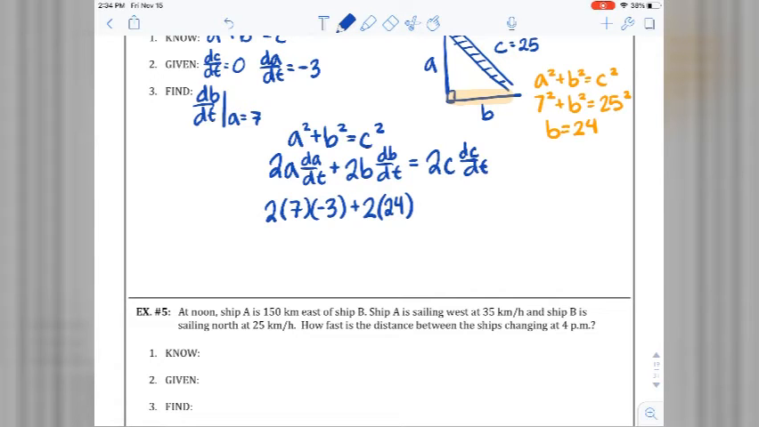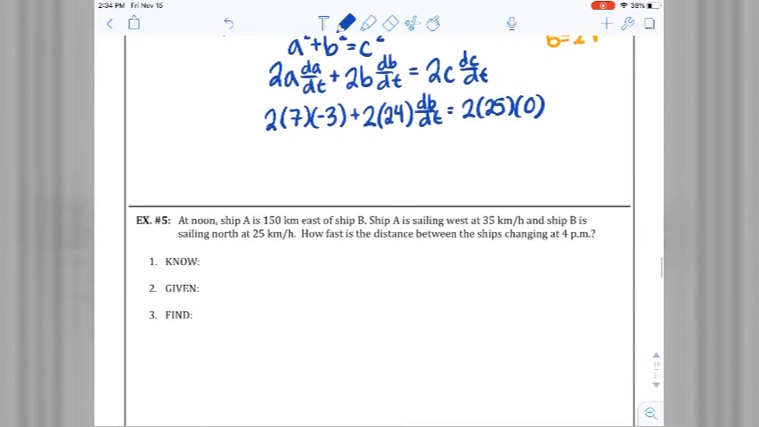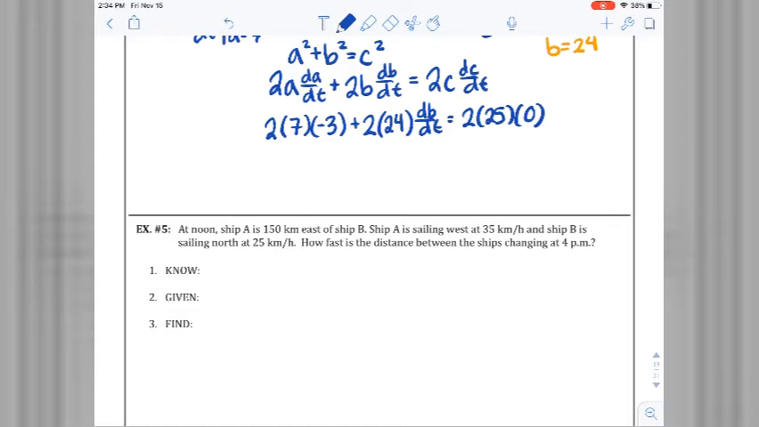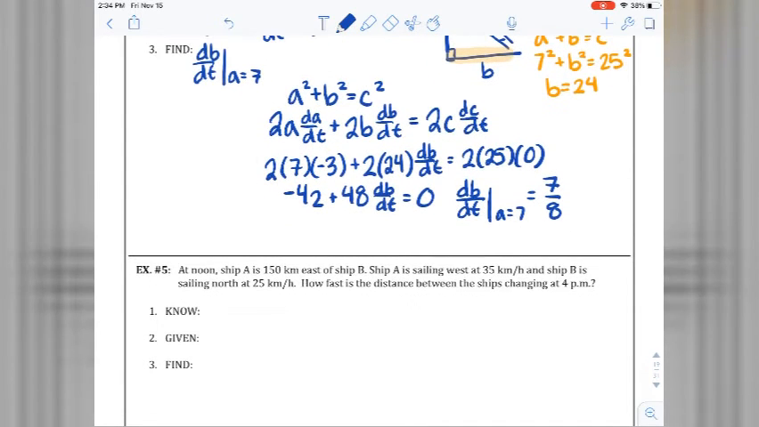So we get 24, and our unknown dB/dt will be 2 times 25 times our dC/dt, which is 0. So then we're going to get -6, so we get -42 plus 48 dB/dt equals 0. So your dB/dt, when your A is 7, will be 42 over 48, which simplifies to 7 over 8. Okay? And it's a distance changing, so it'll just be in feet, and our time is minutes. So feet per minute will be your answer.